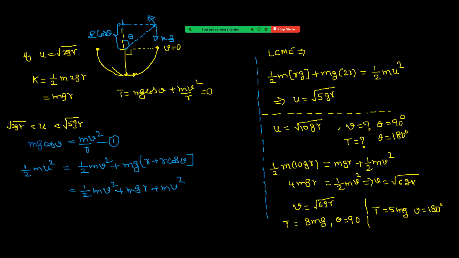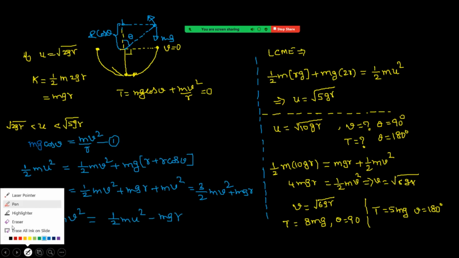Now the only unknown is v, right? So from this, see what we get for the v value. That is equal to how much? Half mu square minus mgr. Now simplify this. What we get? 3 by 2 mv square is equal to half mu square minus mgr.